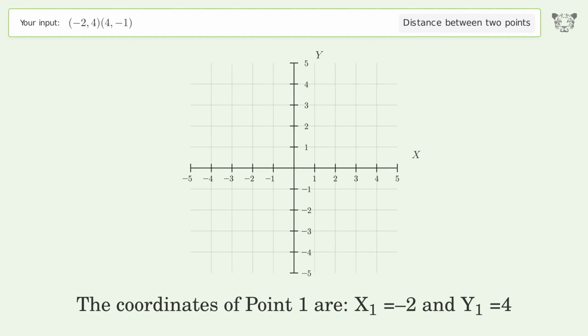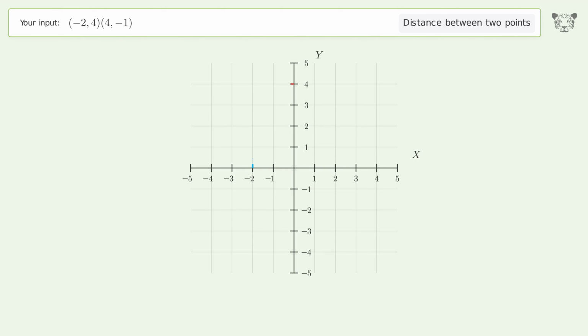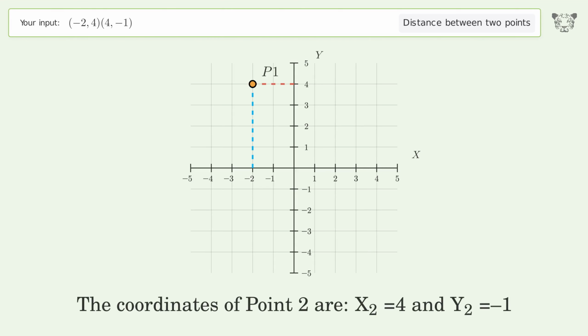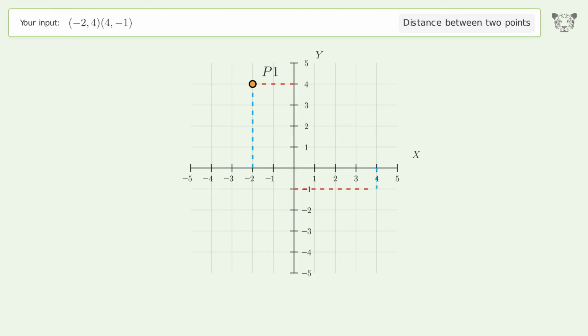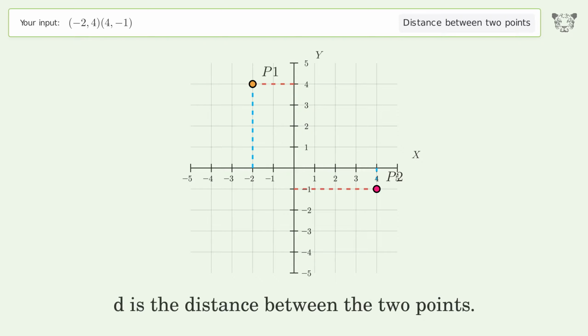The coordinates of point 1 are x1 equals -2 and y1 equals 4. The coordinates of point 2 are x2 equals 4 and y2 equals -1. D is the distance between the 2 points.